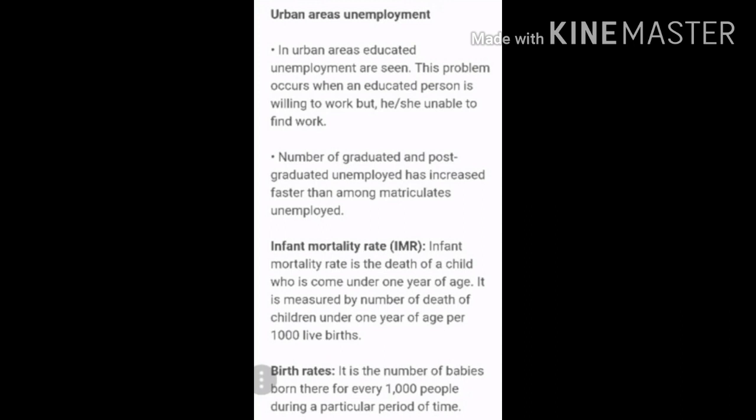And the infant mortality rate. Infant mortality rate is the death of a child who is under 1 year of age. It is measured by the number of deaths of children under 1 year of age per 1000 live births. This is the definition of the infant mortality rate. Second is the birth rate. It is the number of babies born for every 1000 people during a particular period of time, that is called the birth rate.